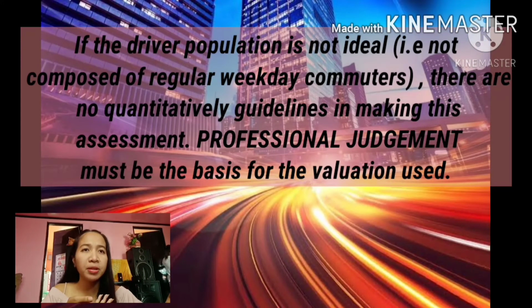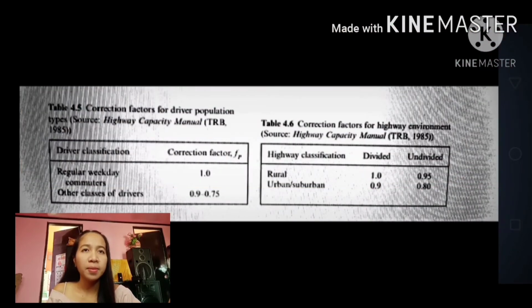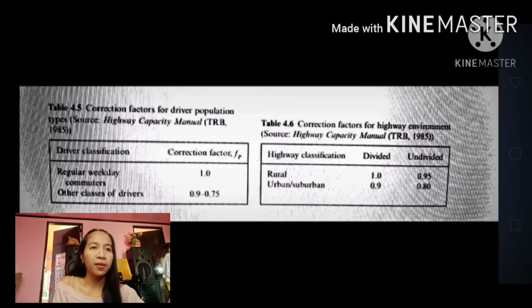So, if the driver population is deemed not to be ideal, example, hindi siya composed entirely of regular weekday commuters, the capacity will be reduced by anything between 10% and 25%. Dito naman, makikita natin yung table for correction factors for driver population. And also, the correction factors for highway environment, yun yung FE. Itong mga table na to is magagamit natin mamaya for our example. Let's proceed na dun sa example.